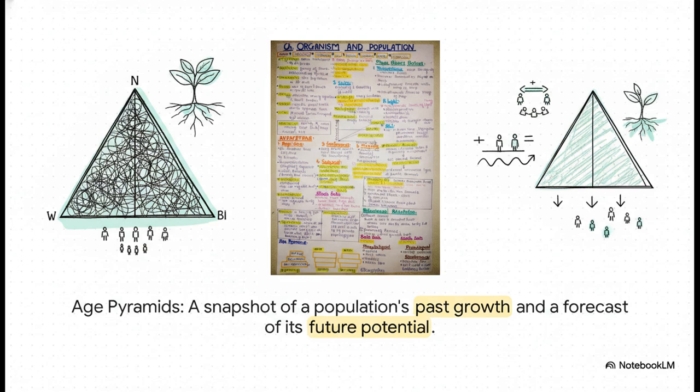And finally, we can learn so much just by looking at the structure of a population. These age pyramids are kind of like a census, showing you how many individuals are in each age group. A pyramid with a really wide base, like the one on the left, tells you it's a rapidly expanding population. One that's more rectangular is stable, and if it's top-heavy, that's a population in decline. It's a powerful snapshot of a population's past and a forecast for its future.